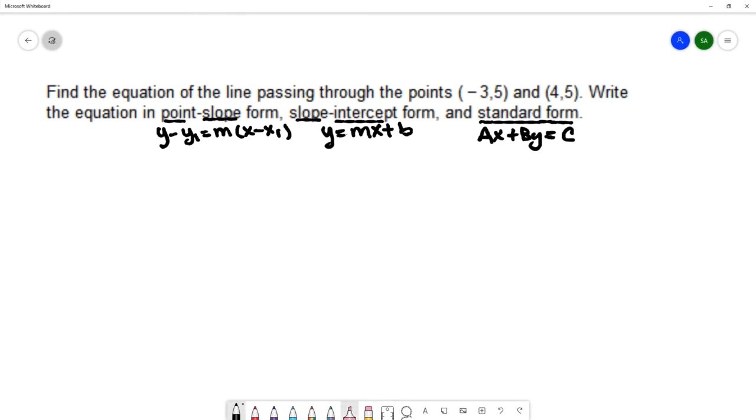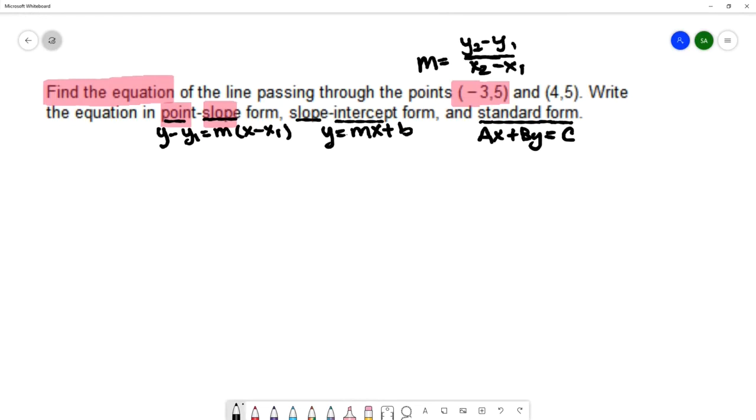So when we're looking for an equation of the line, we like to start with point-slope form because it requires us to have a point and the slope. Now we do have a point here, but we don't have the slope. But there's another formula that we have in order to calculate the slope. It's a formula to calculate the slope when you have 2 points on the line. So that formula is m equals y2 minus y1 over x2 minus x1.